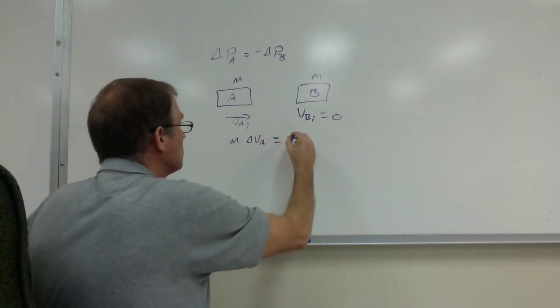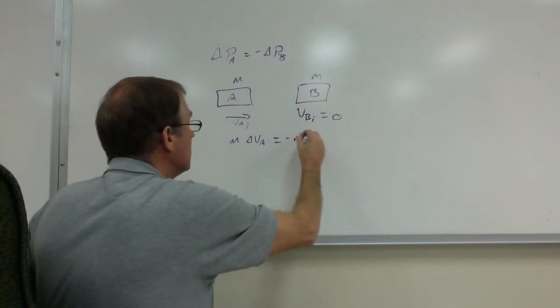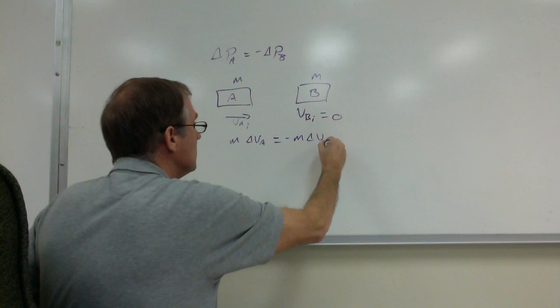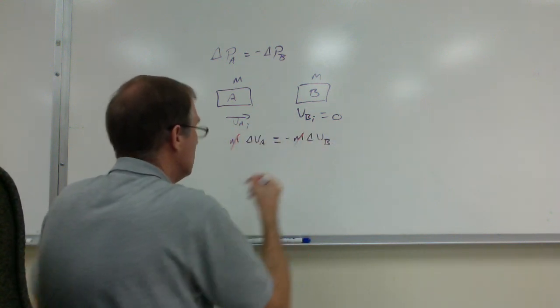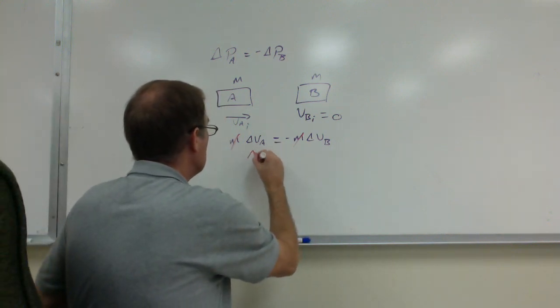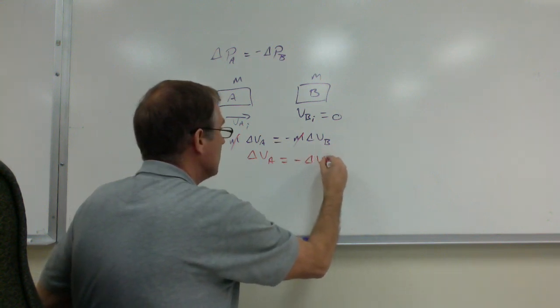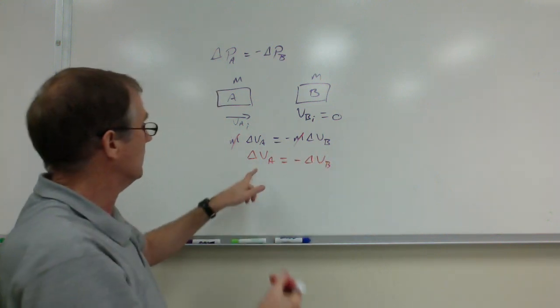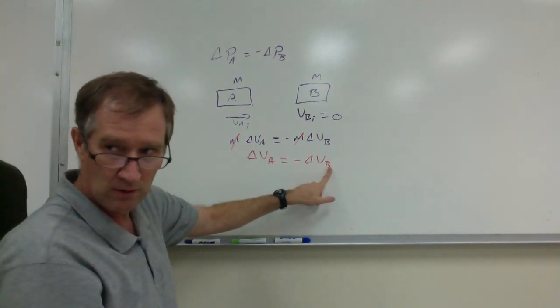Since this is true right here, m delta v_A is equal to negative m delta v_B, because they have the same mass. The m's cancel. So the change in velocity of A is equal and opposite to the change in velocity of B. In other words, they have the same change. If that one comes to a stop, that one starts and takes off.